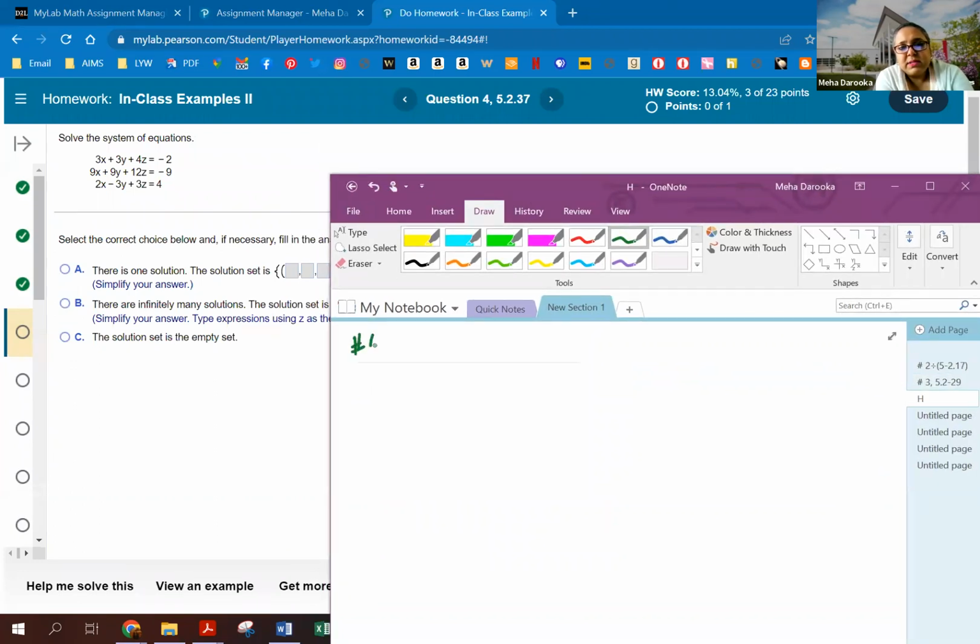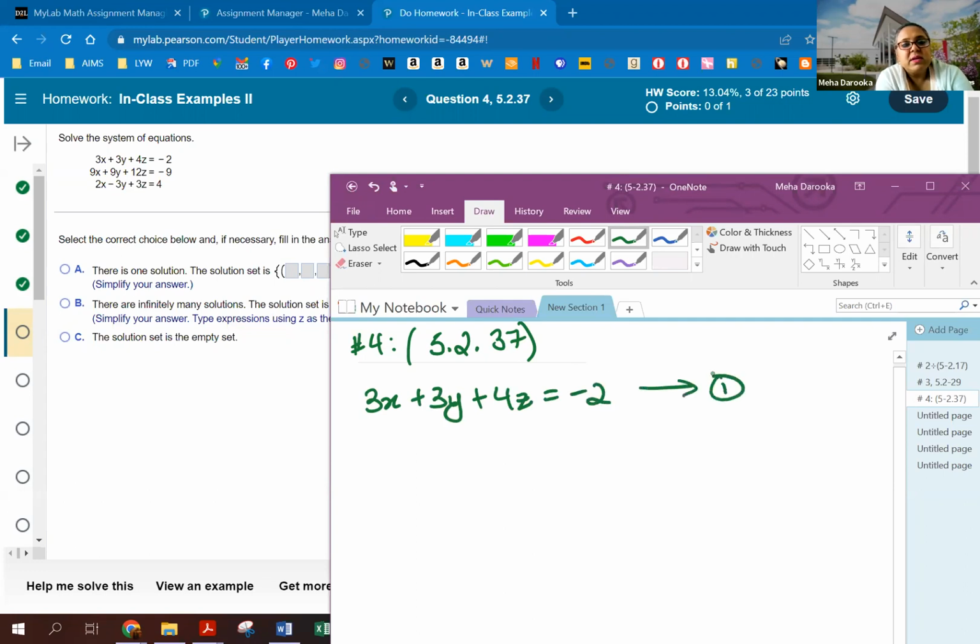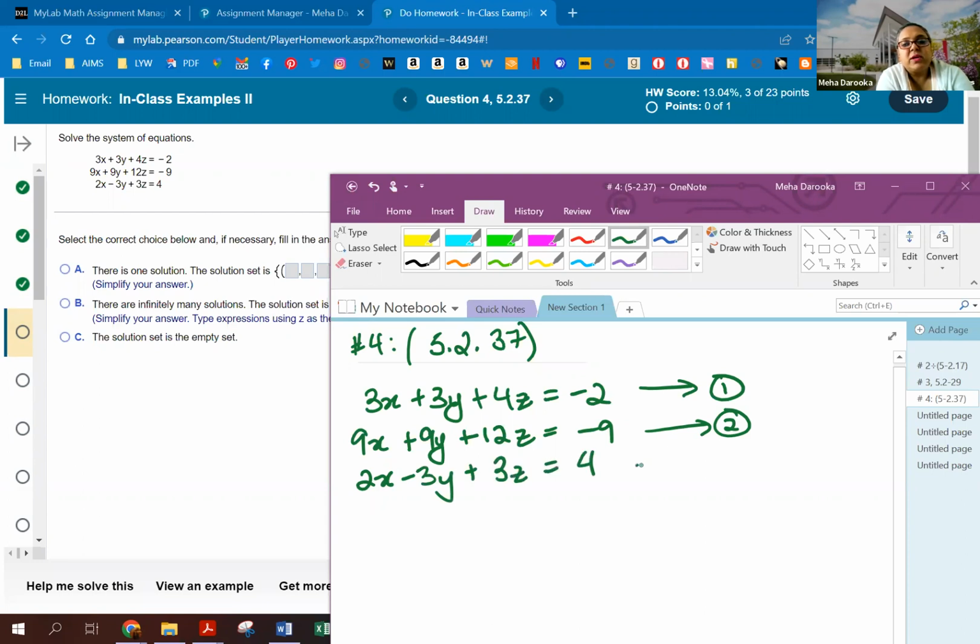So this one is number 4, 5.2.37. Alrighty, we are given 3x + 3y + 4z = -2, 9x + 9y + 12z = -9, and then 2x - 3y + 3z = 4.